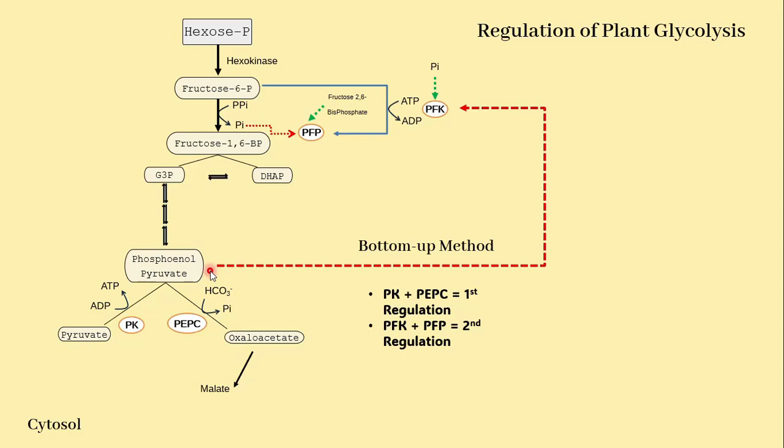Fructose 2,6-bisphosphate is another hexose phosphate present at varying levels in the cytosol. It basically inhibits the activity of fructose 1,6-bisphosphatase, but in turn stimulates the activity of PPi, that is pyrophosphate fructose 6-phosphate. This is basically the whole process of glycolysis in plants.